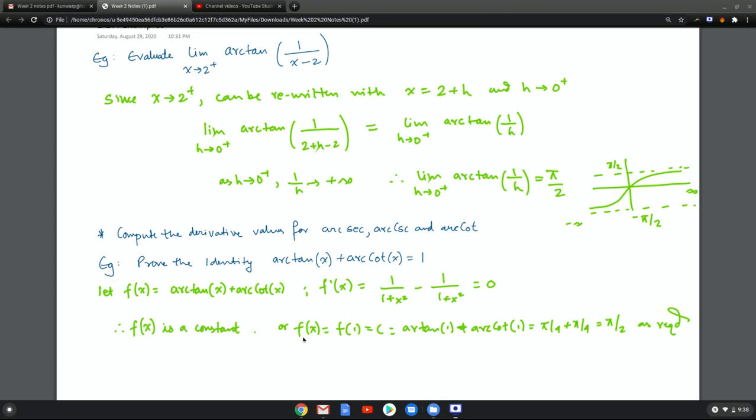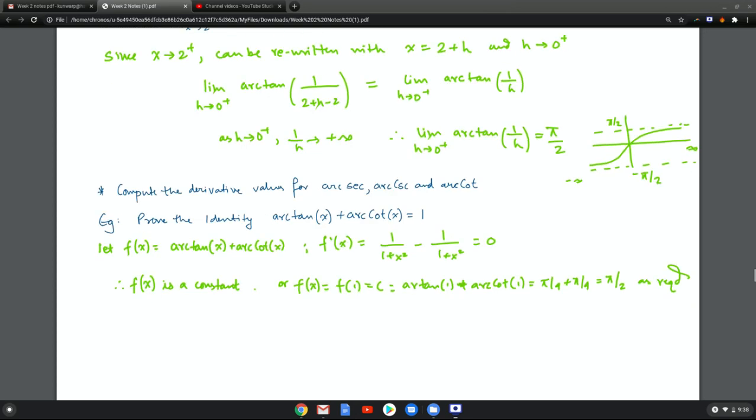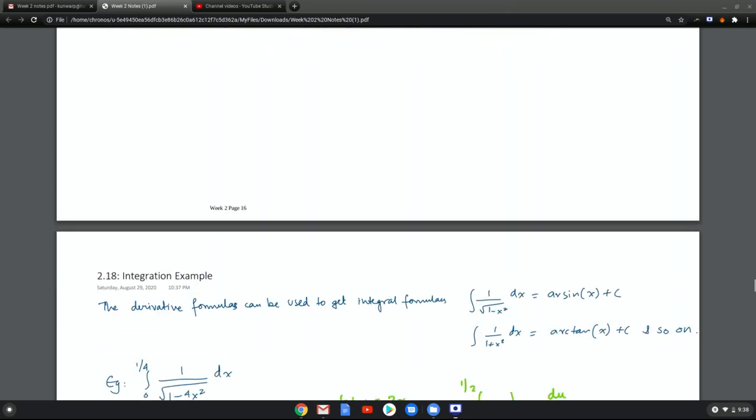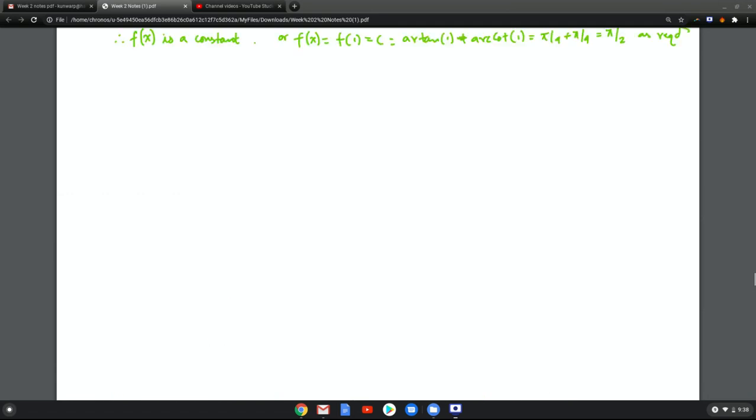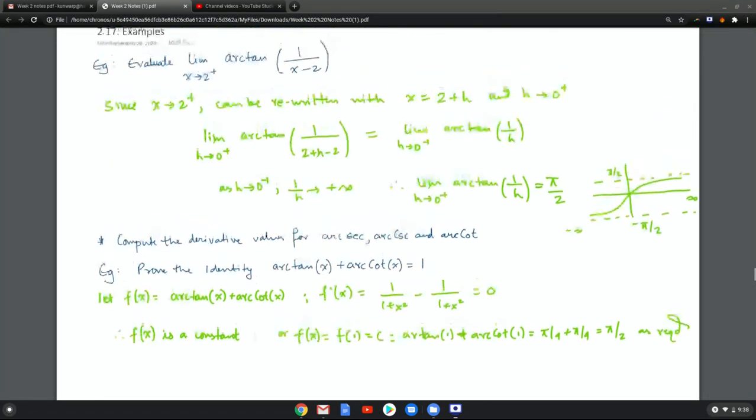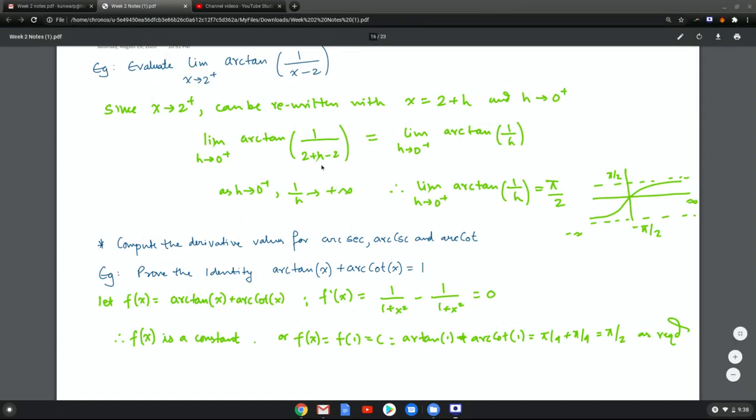Let's say I pick 1. F of 1 is arctan 1 plus arc cotangent 1, which is pi/4 plus pi/4, giving me pi/2 as required. So this is a strategy you can use for finding or proving certain identities. Okay, I'm going to stop this video here, and the next examples are going to be based on integration.